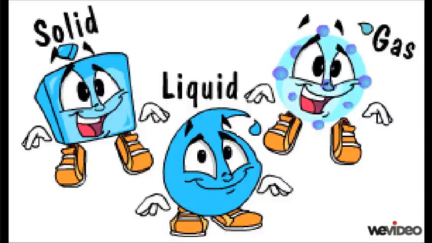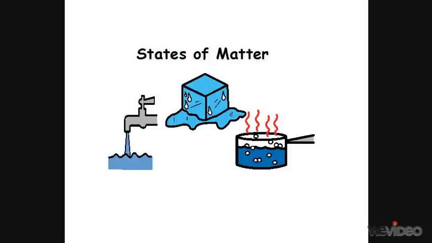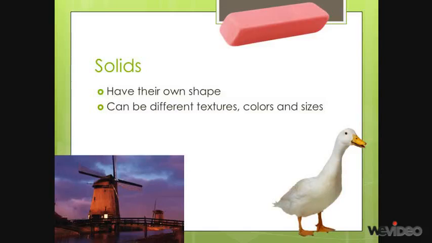Matter comes in 3 forms: solids, liquids, and gases. The 3 forms can be grouped by their shape. The first form we will discuss are solids. Solids have their own shape. Solids can be different textures, colors, and sizes.